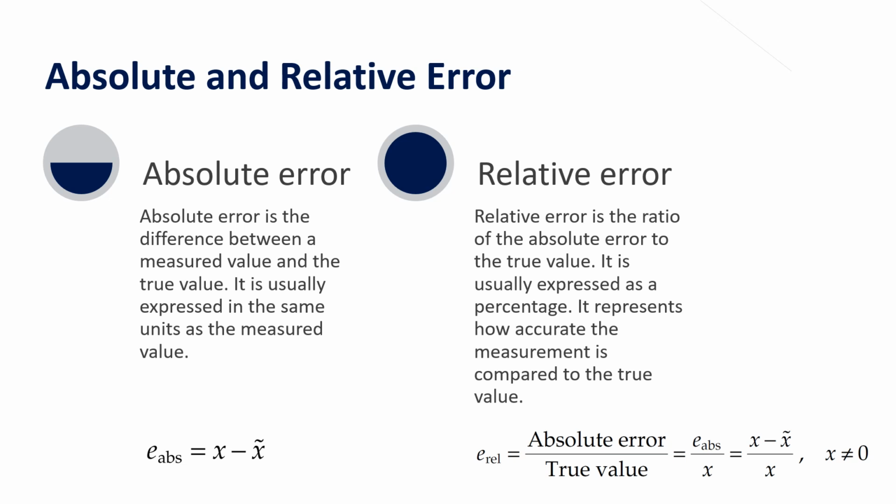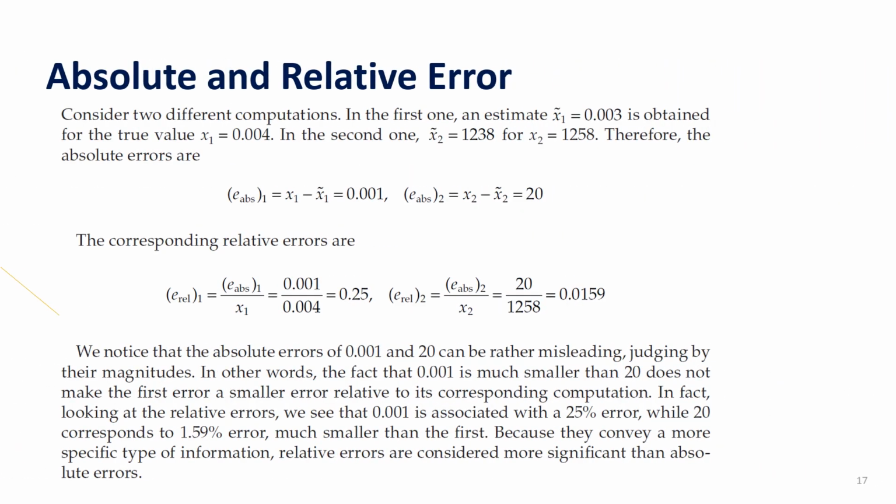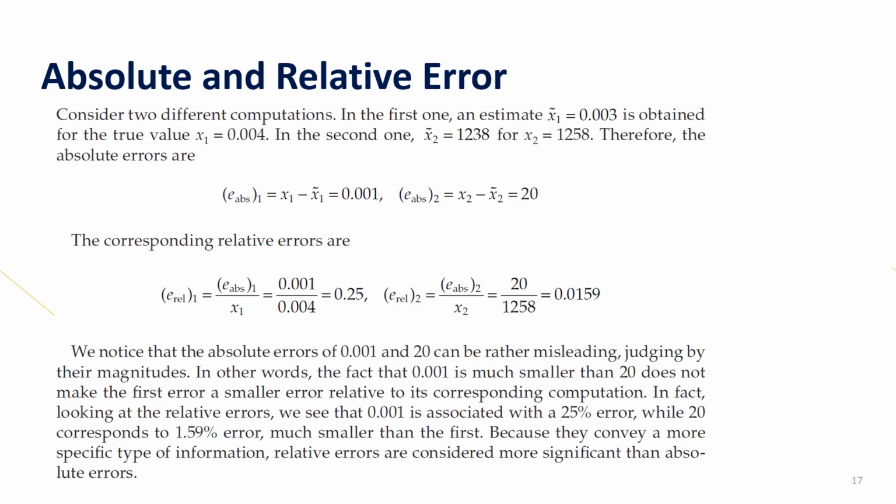It is important to note that the absolute error is independent of the quantity of the true value, whereas the relative error is dependent on the true value. When the true value is close to 0, the relative error will be large even if the absolute error is small. Okay, here's this example, you can check that.